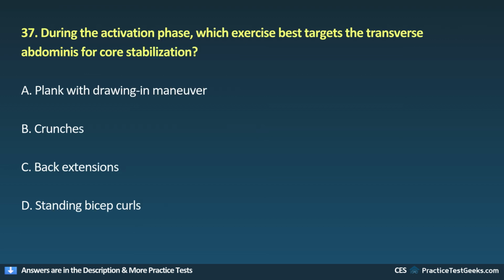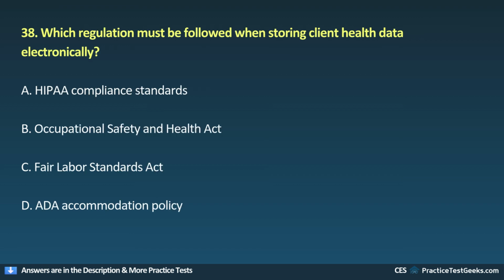37. During the activation phase, which exercise best targets the transverse abdominis for core stabilization? A. Plank with drawing-in maneuver. B. Crunches. C. Back extensions. D. Standing bicep curls.